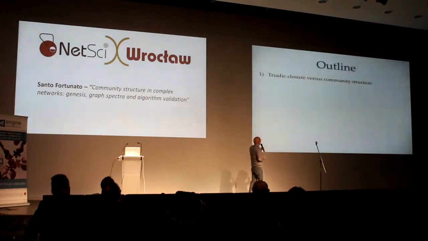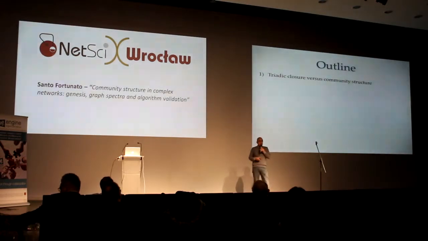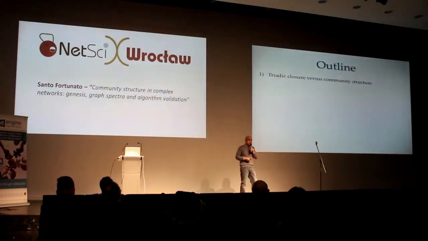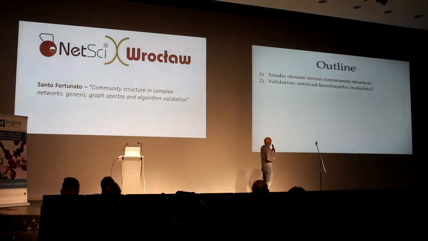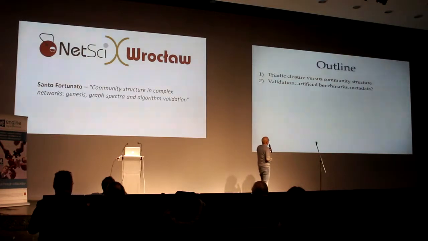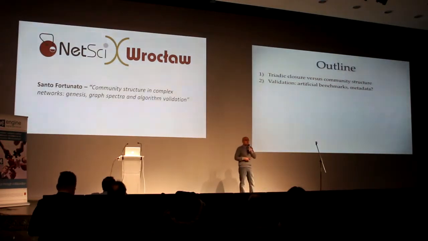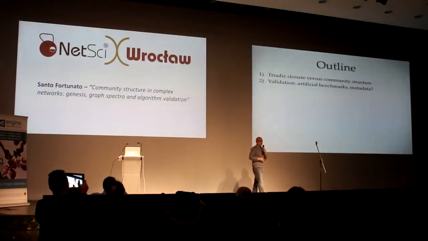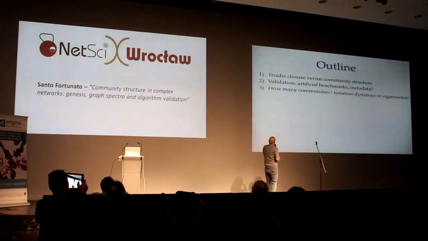I will say something about the genesis of community structure, which is strictly related to the concept of triadic closure, or transitivity. And I will say something about validation, which in my opinion is the single most important question of the whole thing. And most importantly about the relationship between metadata, so attributes, and topology. We're still working on that.